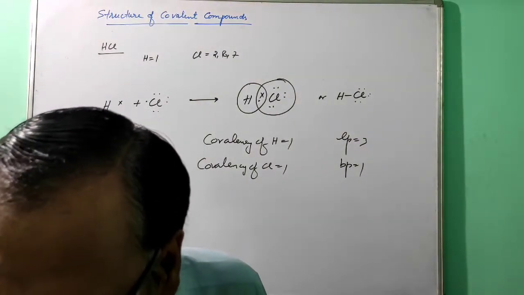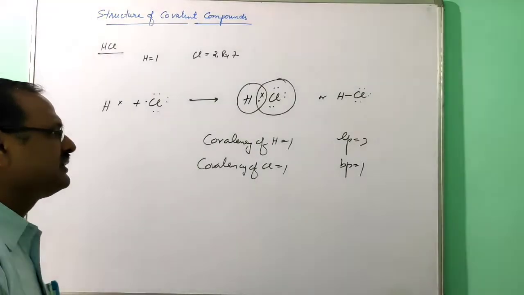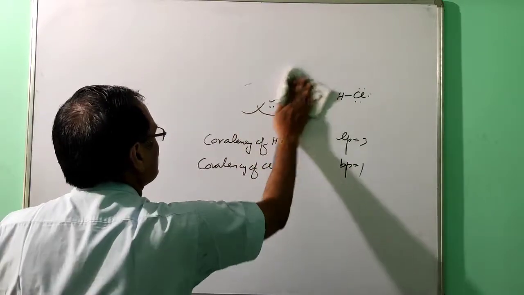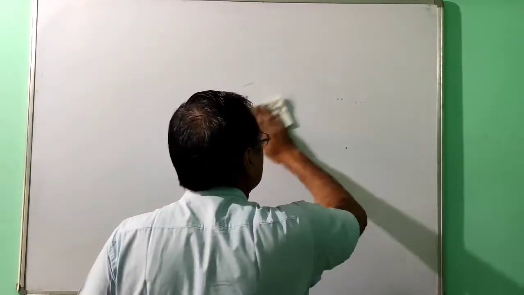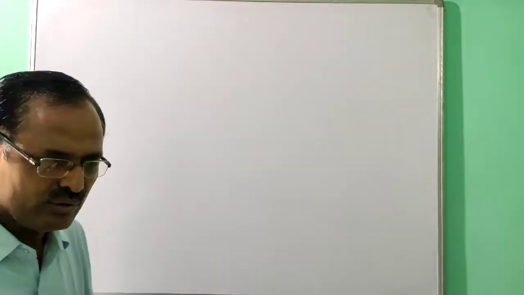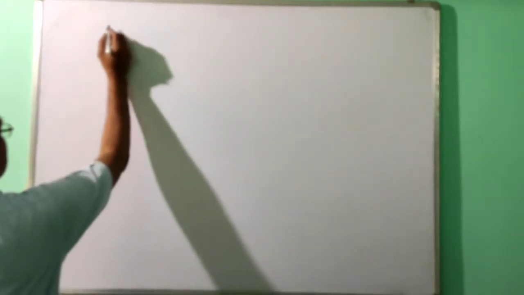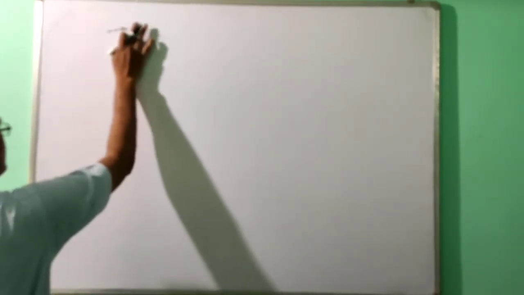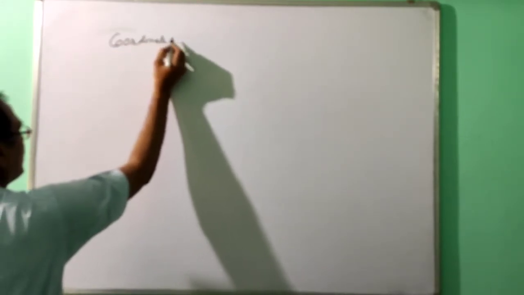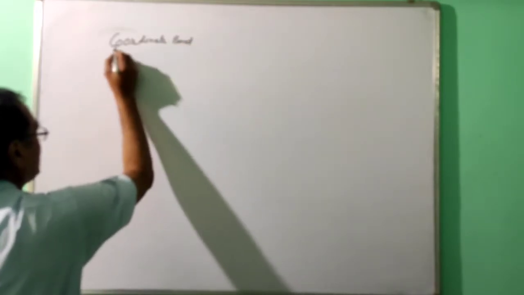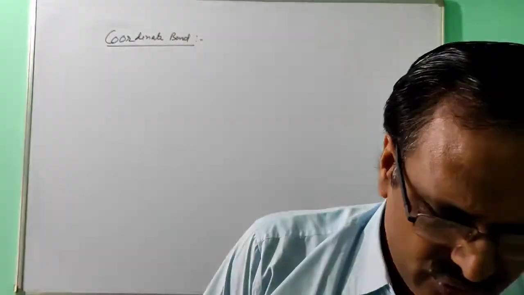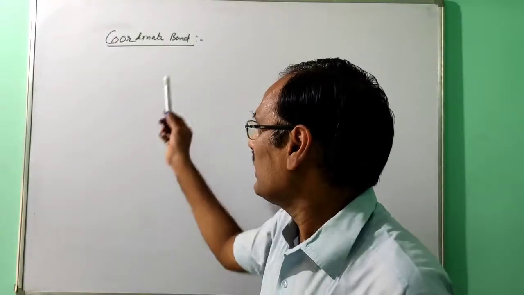Now we are going to study the next type of bonding, the coordinate bond. You have already studied two types of bonding in class 9, ionic or electrovalent, and covalent. Now the next type of bonding is the coordinate bond. In our book it is printed as coordinate covalent bond, but I suggest you write it this way, coordinate bond.